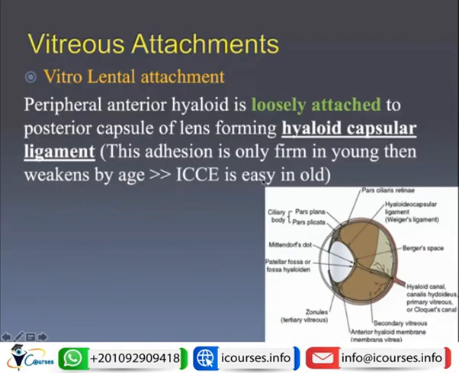So there will be an attachment between the anterior hyaloid face and the lens capsule, which is called the capsular ligament. Again, this attachment is loose and becomes more loose with age. So the older we get, the more loose this attachment will be, and this is why ICCE is easy in old age. So does anyone here know what is ICCE?